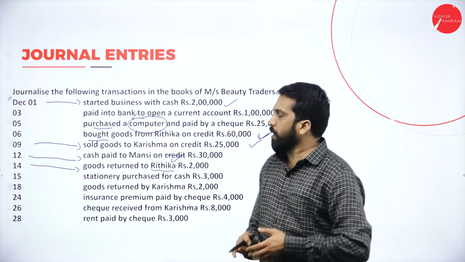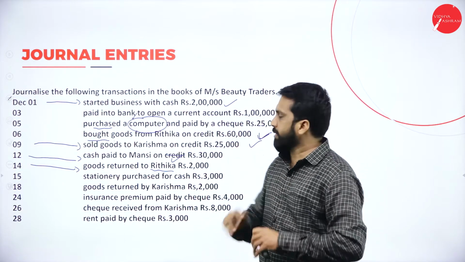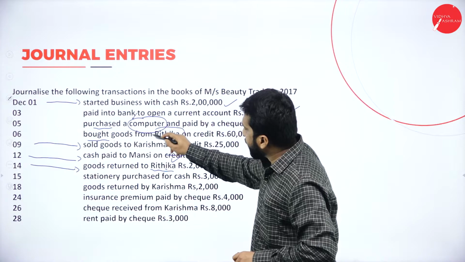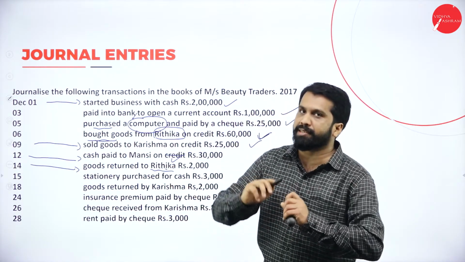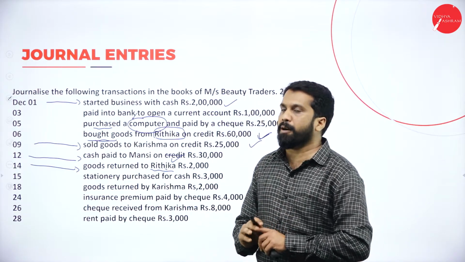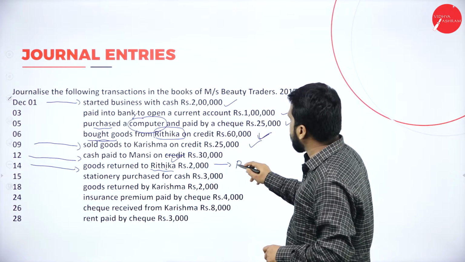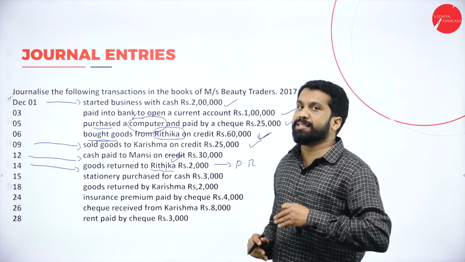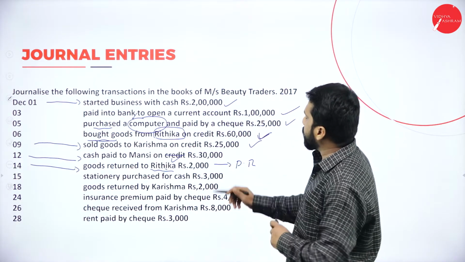Hope you understood. Now, if you find the word return, then go back. Ritika, is there any transaction with Ritika? Yes, there is a transaction. Bought goods means this must be purchase return. If sold goods, it must be sales return. Now, goods return means this must be purchase return, because she was already purchased from, now it is returning. So it is nothing but your 2000 purchase return.